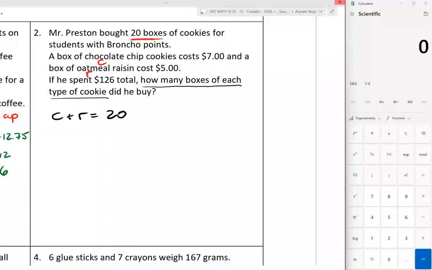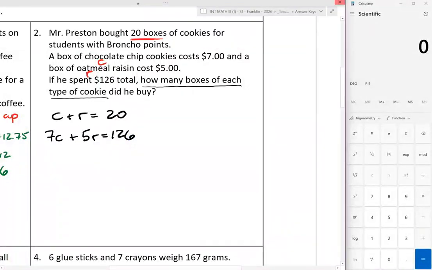And now we can have an equation where we apply the cost of each thing to those. So 7C, $7 per box of chocolate chip, plus 5R, and our total cost was $126.